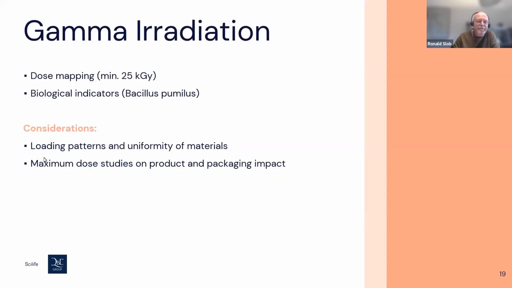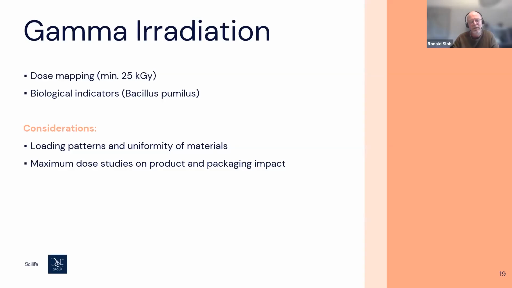Gamma radiation, minimum dose is 25 kilogray. That's a sort of rule of thumb. There is some information about it. There are some guidelines for it, but these are more guidelines, because it's highly dependent every time on what kind of material you actually irradiate.